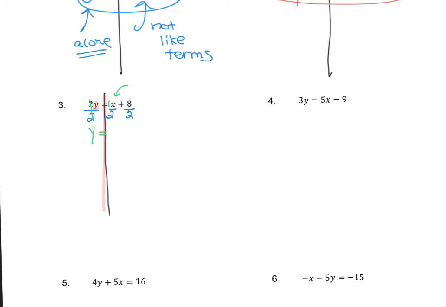But here it's important because that 2 that I divided by, it's on the bottom. I don't want it to pop up. I want to write this as 1 over 2 x plus 4. And how I got that is I have the 1 in front of the x over 2, and then plus 8 divided by 2, which gets me 4. And I'm all done.